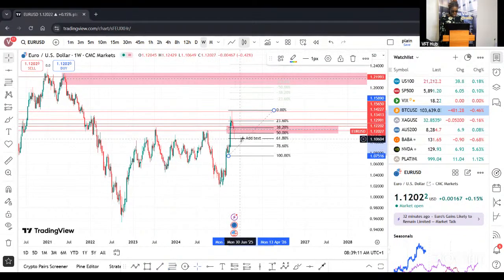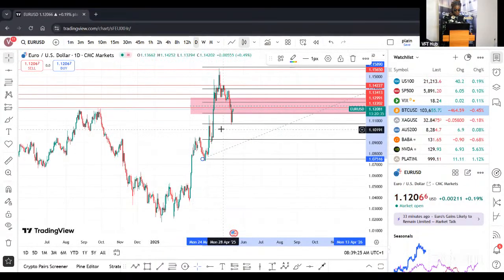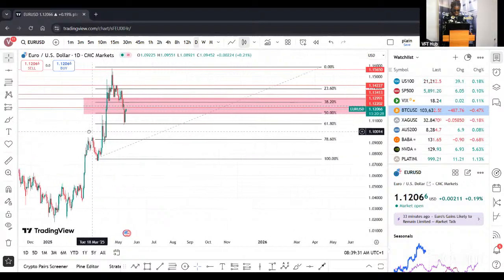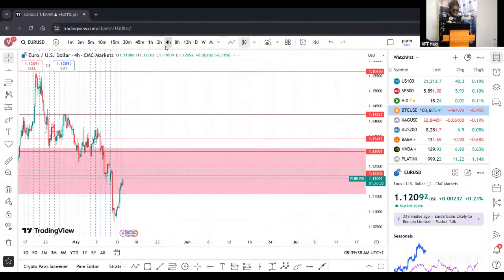I want to see price retracing into the 78.6% fib level. This is a flip zone where I expect resistance to become support, and then we'll keep seeing some ride to the upside. On the daily time frame, pretty much the same thing. Fibbing from here to here, we can see that price is holding at the 61.8% fib level, so we may see some push to the upside on Euro USD moving forward.